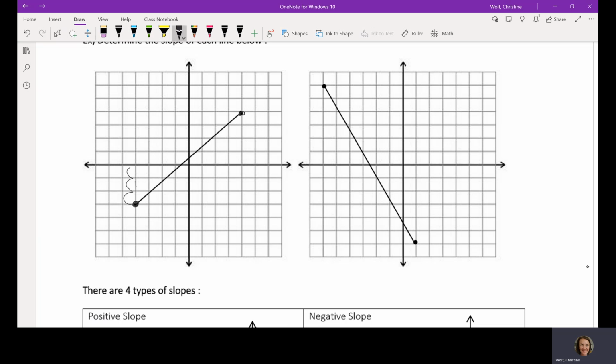So 1, 2, 3, 4, 5, 6, 7. I had to rise 7. So that's a positive 7. And then 1, 2, 3, 4, 5, 6, 7, 8. I had to run to the right 8.